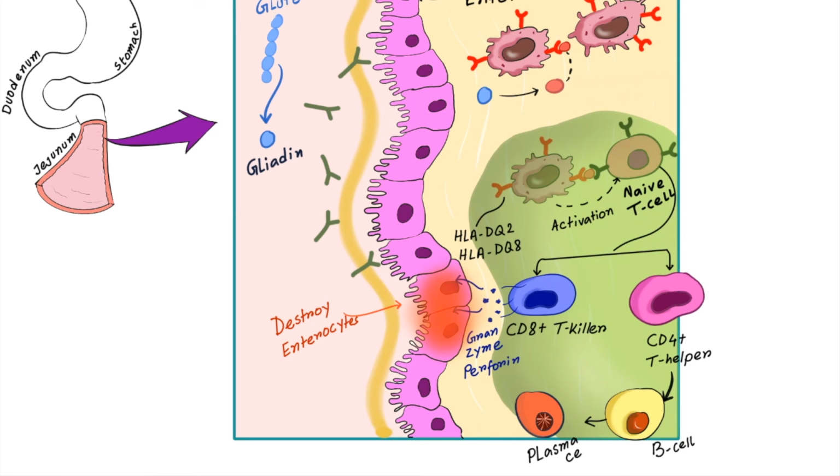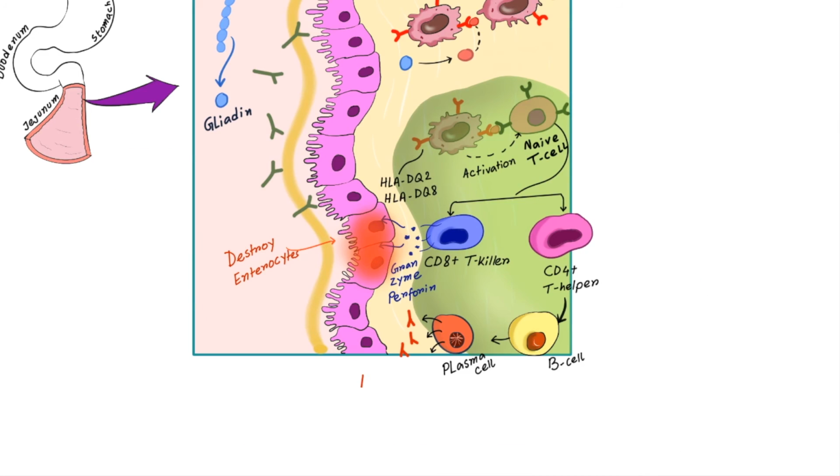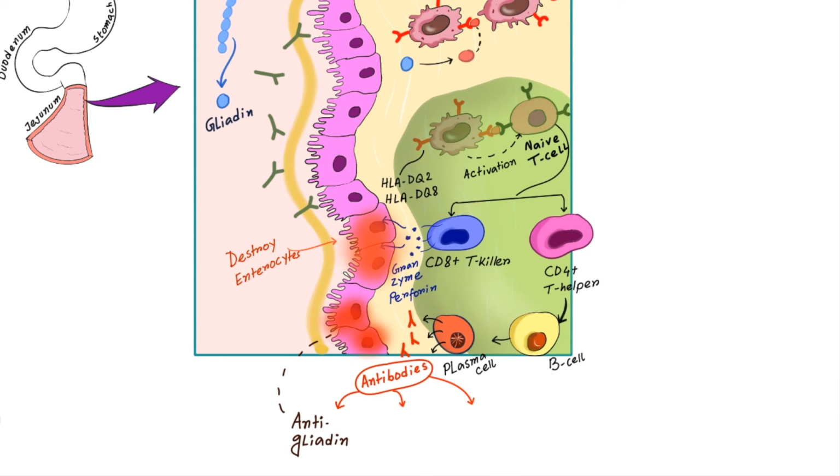Those activated B cells are converted to plasma cells, and plasma cells produce antibodies. Now these antibodies are anti-gliadin antibodies. So as soon as they bind with the gliadin peptide, there will be inflammation and tissue destruction.